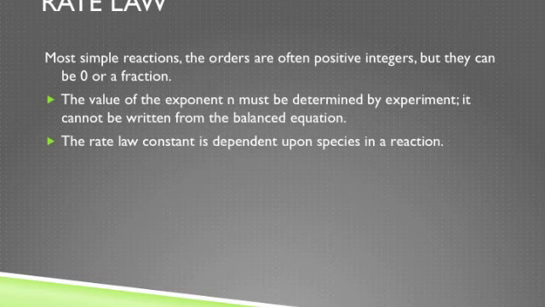So here's where things can get a little confusing in this unit. The value of the exponent n must be determined by experiment. So often our examples have data that comes directly from some kind of experiment. It cannot be determined by just plugging something into a balanced equation. The rate law constant is dependent upon the species in the reaction. What are their shapes? What are their components? What are their potential energies? And there is an infinite number of combinations of reactants. So experimental data is often used to determine the rate law for any given reaction.